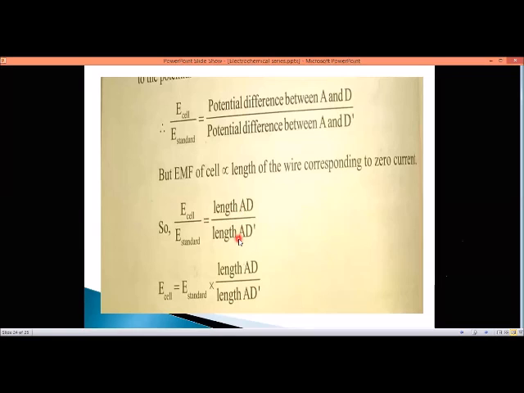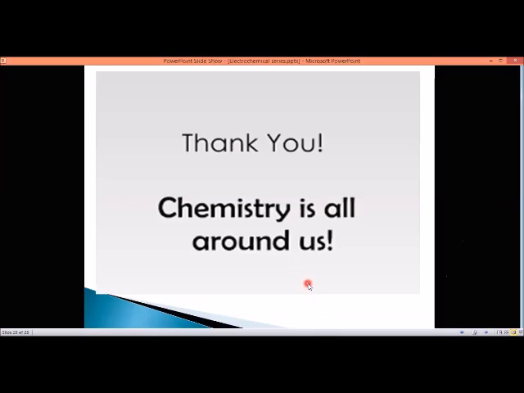You put those values. E of standard, suppose you have taken standard hydrogen electrode, then the E standard becomes 0.00 volts. Then E of cell can easily be calculated by dividing these two. In this way, we can calculate the EMF of different cells. With this, I come to the end of your session.